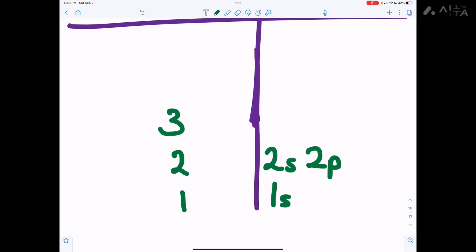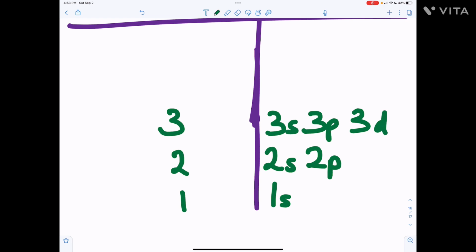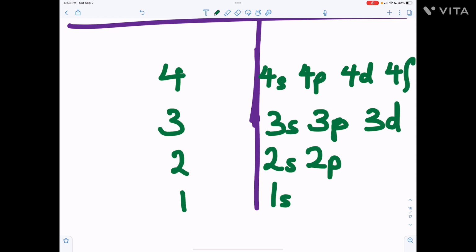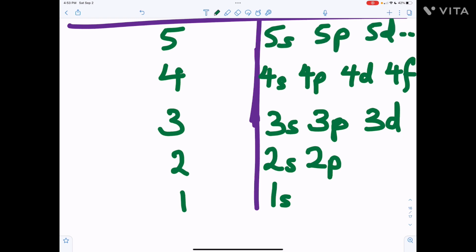The third main shell is called shell 3. It has three subshells, 3s, 3p, and 3d. Then the fourth shell is called shell 4. It has four subshells, 4s, 4p, 4d, and 4f. Shell 5 also has five subshells, 5s, 5p, 5d, 5f, and so on.